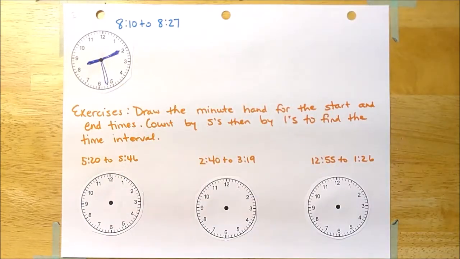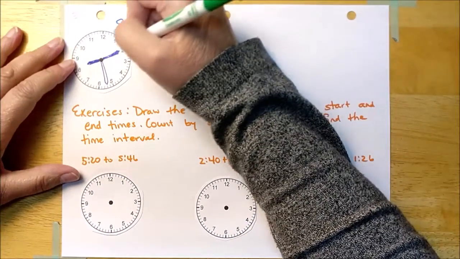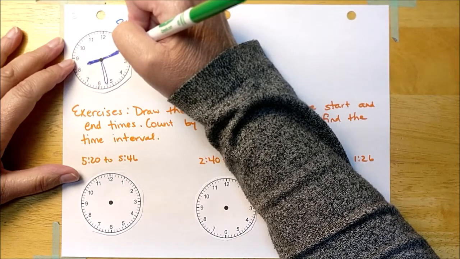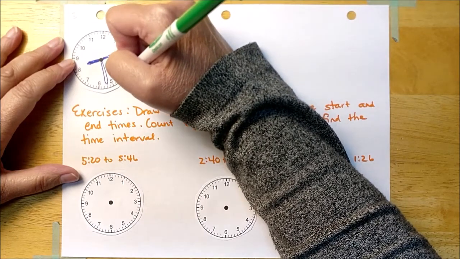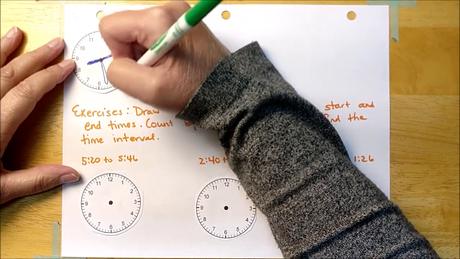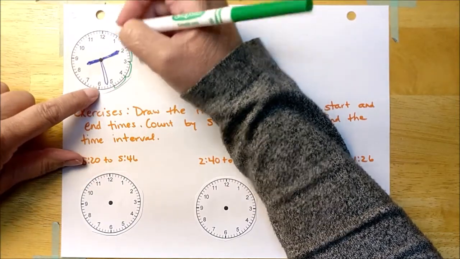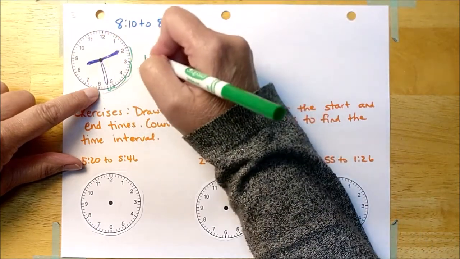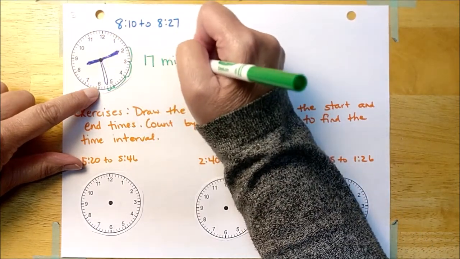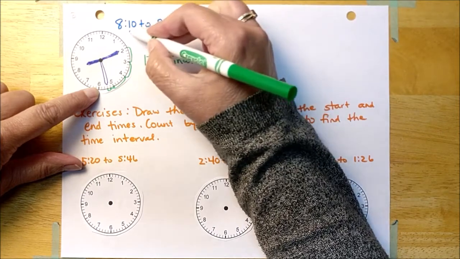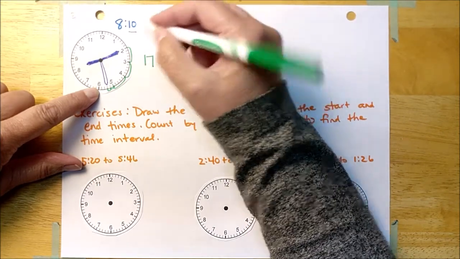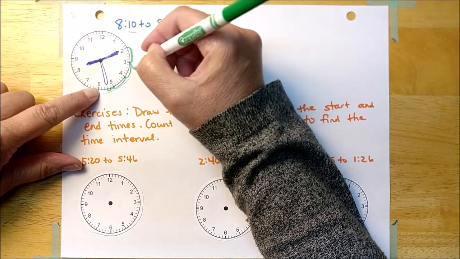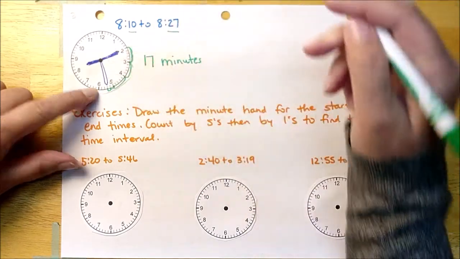So when we're going to try to figure out how much time has gone by, we first are going to count by fives. My long hand is pointing to the 2, so I'm going to go 5, 10, 15, and then it doesn't go to the next number, so I have to stop. Then I can count 16, 17. So 17 minutes is the interval between 7:10 and 7:27. So I always start by counting by the fives and then add the ones on afterwards.